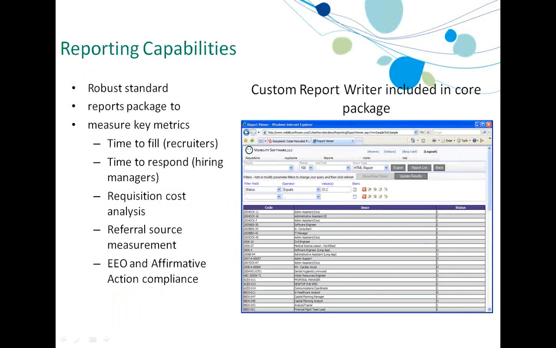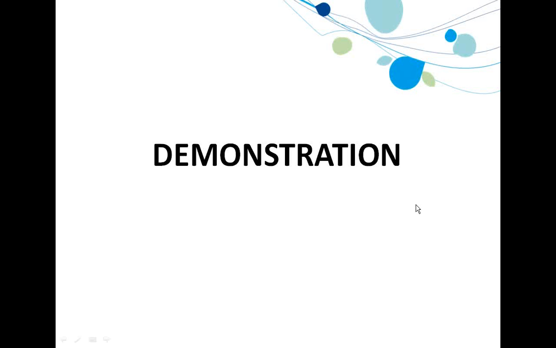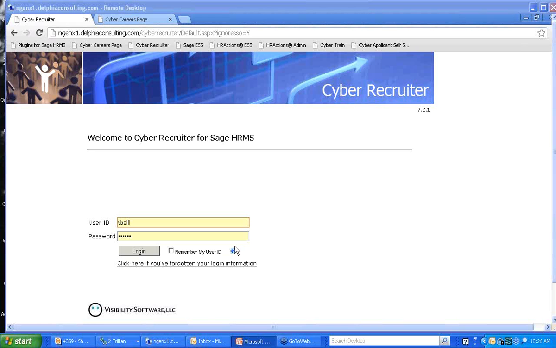Reporting: there's a very good report writer in it and some very standard, great reports with your key metrics, time to fill, requisition cost analysis, your affirmative action, all of those good things. Also, if you're a government contractor and you have to comply with the OFCCP regulations, anytime we're doing a search, we're documenting that, so we have that for reporting as well. Okay, without further ado, I'm going to go ahead and jump into the product.